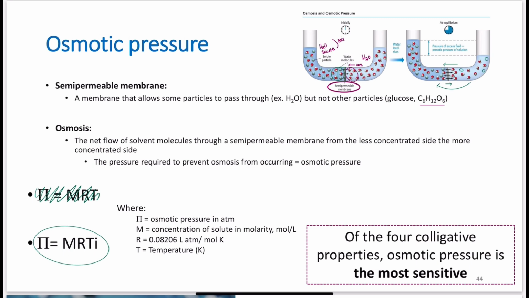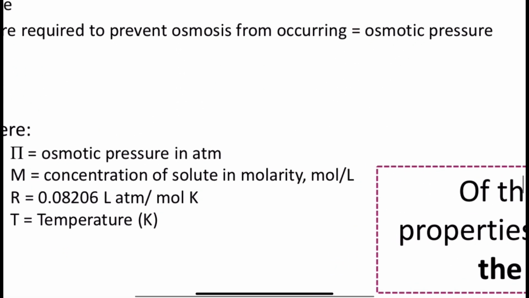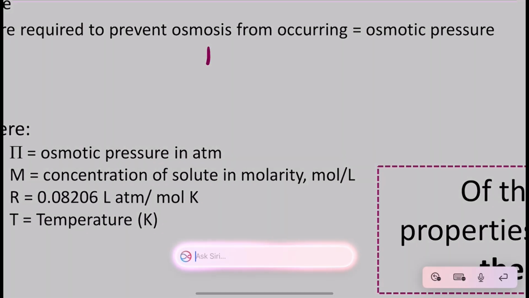Your properties here: π is your osmotic pressure in atmospheres. Capital M is your concentration in molarity. R is your gas constant in units of liter atmosphere per mole Kelvin, so 0.08206, and T is your temperature in Kelvin. I want you to recognize, though, that this is just a rearrangement of your ideal gas law. So we know that PV equals nRT.